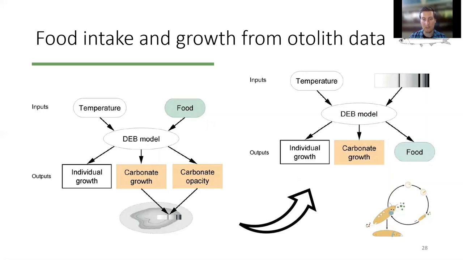And from that, once this is built, we can invert the model and not use, for example, food as an input for the model, but use readings of opacity through time, or through the distance from the center of the otolith, to force the model in order to reconstruct the food availability, but also the growth of the organism.